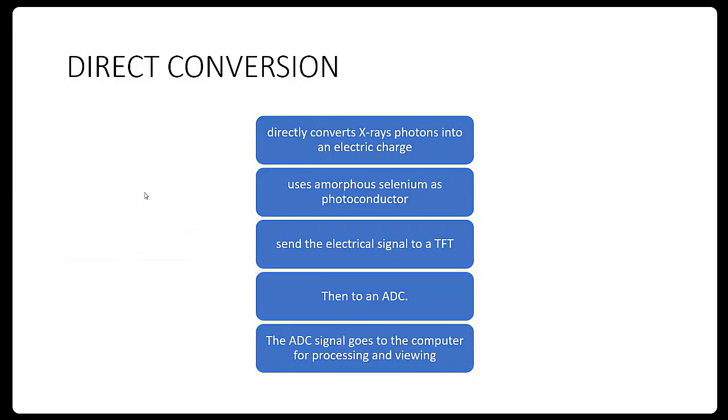So, what we use as photoconductor is amorphous selenium. It sends the electrical signal to a TFT. TFT means thin film transistor, and then to ADC. And the ADC signal goes to the computer for processing and viewing. So, the direct conversion is a simple mechanism.